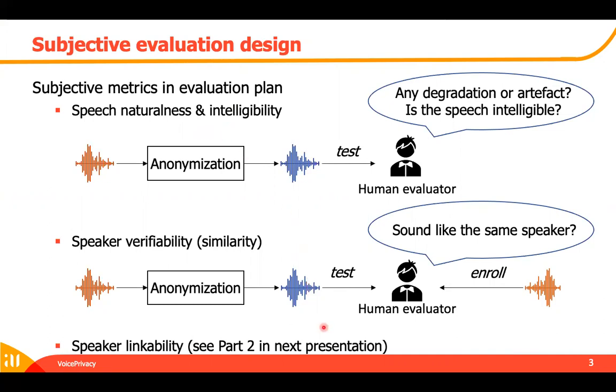Furthermore, we can also ask the human evaluators to compare the anonymized speech with the enrollment data from the target speaker. So the human evaluator can tell whether the anonymized speech still sounds like being uttered by the same speaker. So this corresponds to the speaker verifiability, which is defined in our evaluation plan. In the evaluation plan, we also mentioned another subjective metric called speaker linkability. So this will be explained by my colleagues in the next presentation. Here, I'm going to talk about the naturalness, intelligibility, and verifiability.